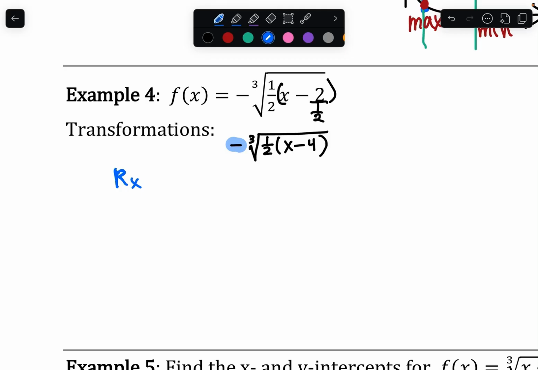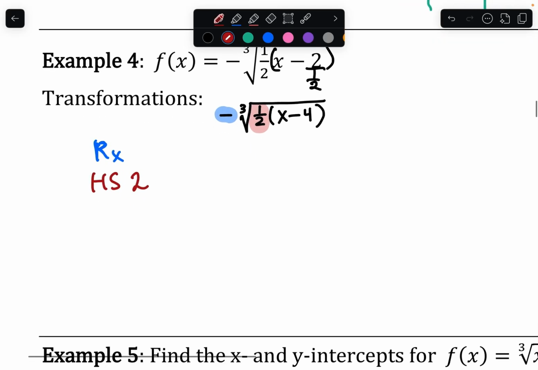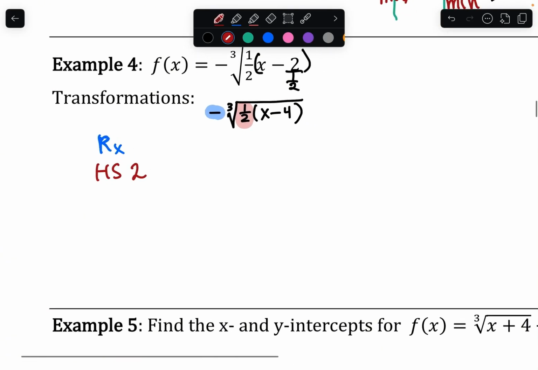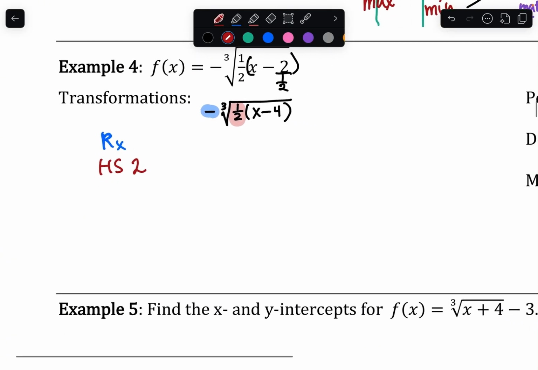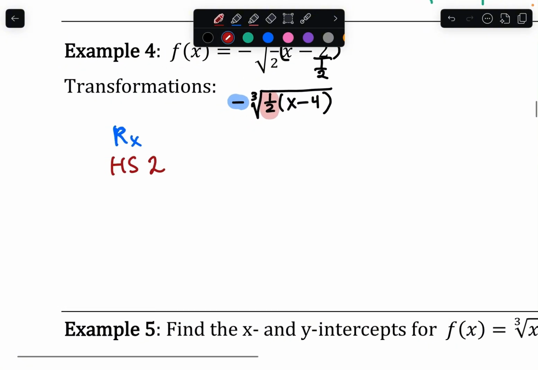Okay, and so to identify the rest of the transformations, we have a reflection across the x-axis. And then this scale factor inside is a 1/2, and so that's actually a horizontal stretch by 2. That's still going to change our slope to a 1/2 if you were graphing this accurately. And then lastly, we have a right 4.